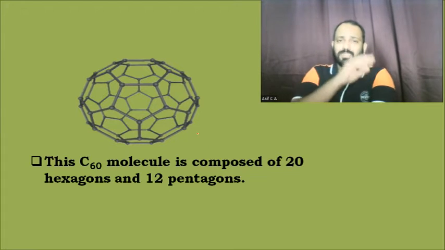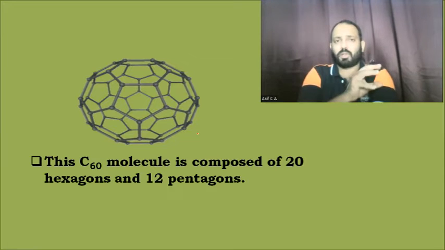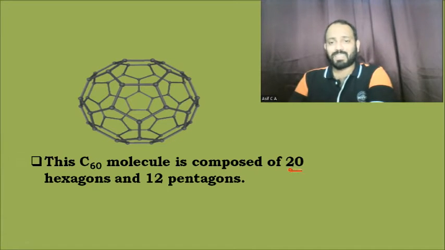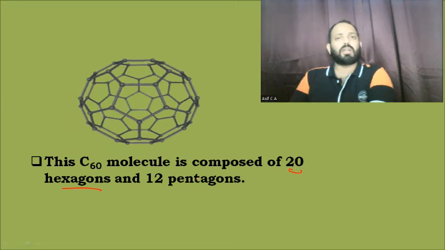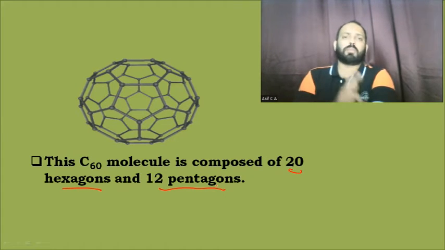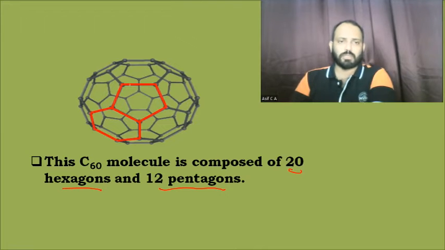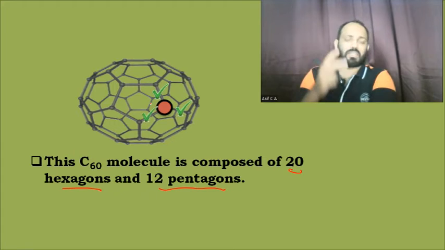Look at that. In the C60 fullerene there are 20 hexagons, that is 6-membered carbon cycles, and 12 5-membered carbon cycles. You can see that this is the 5-membered one, this is the 6-membered one. Take one carbon here, and look at how many carbons surround it. This is one bond, this is another bond, this is another bond. So the carbon has 3 sigma bonds around it.